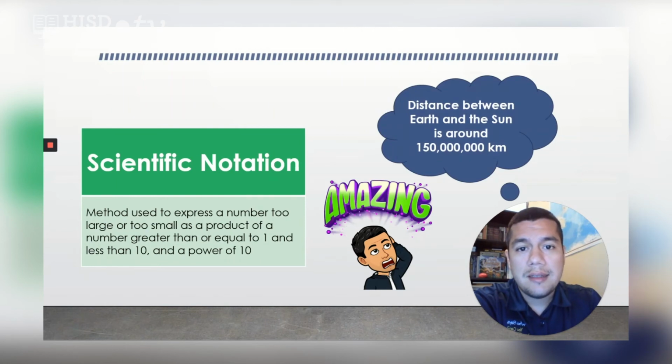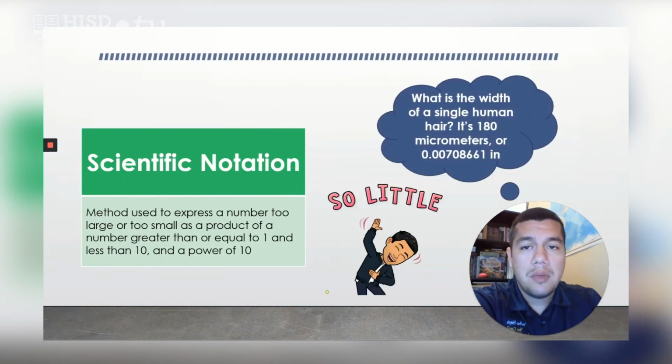Just think about, let's say, the distance between the Earth and the Sun. It is actually about 150 million kilometers. So scientific notation is a method that can make this number expressible in a shorter way. Or another example is the width of a single human hair. It's actually 180 micrometers, which is 0.007086661 inches. So again, scientific notation will be a method that will make this number easier to express.